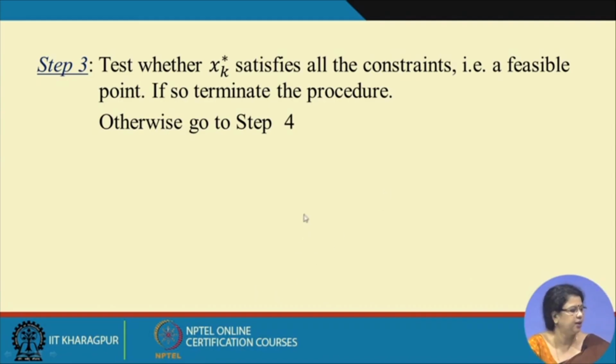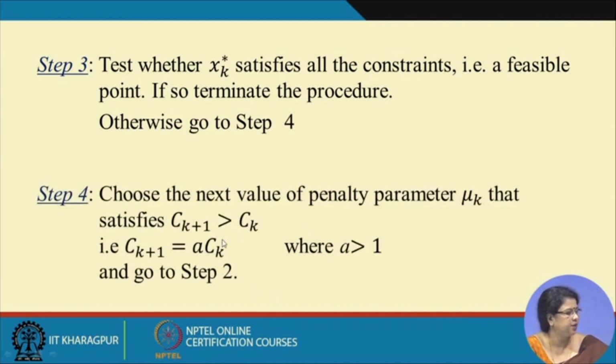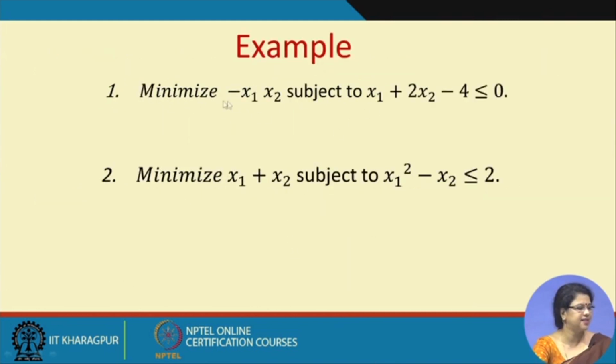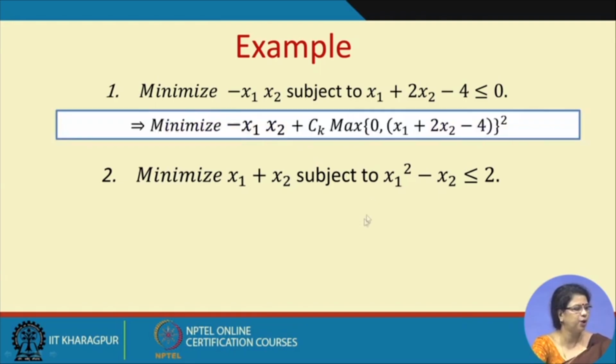All right. Now, next, if this is not the optimal solution, we have to select another c which is a higher value than the previous c. All right. That is why consider c_{k+1} equal to a times c_k, and go to step 2, which means you have to solve the corresponding unconstrained optimization problem. Then let us solve both the problems one by one. Okay.